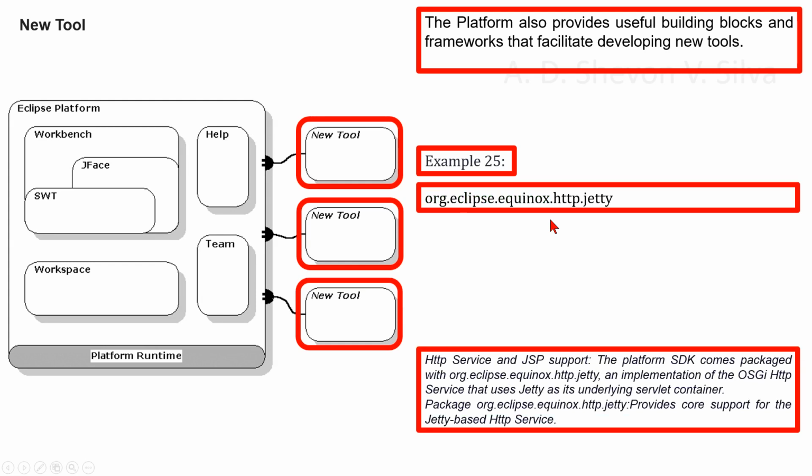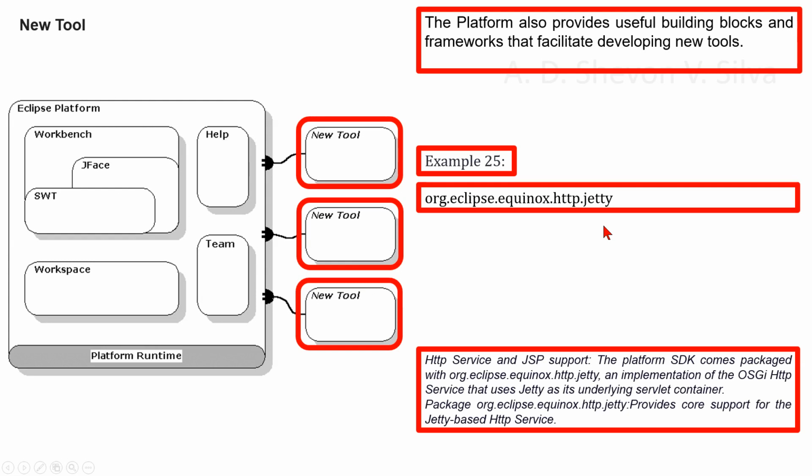Now we are considering HTTP service and JSP support. The platform SDK comes packaged with org.eclipse.equinox.http.jetty, an implementation of OSGi HTTP service that uses Jetty as its underlying servlet container. The package org.eclipse.equinox.http.jetty provides core support for the Jetty-based HTTP service. Equinox provides support for building and running OSGi-based web applications both inside RCP and application server environment.